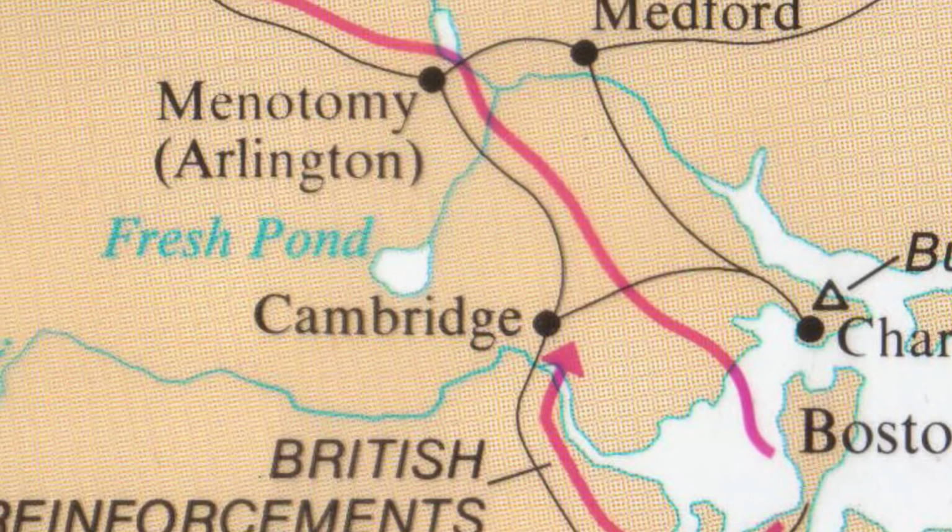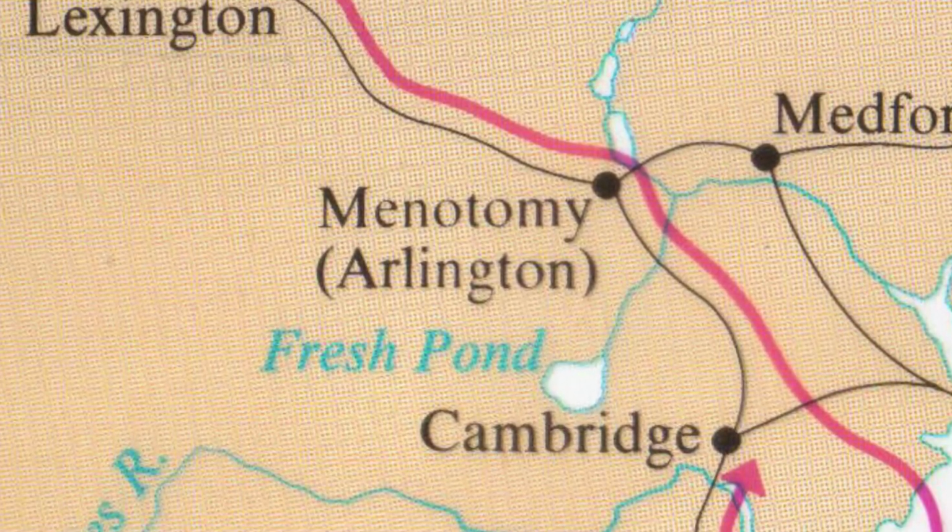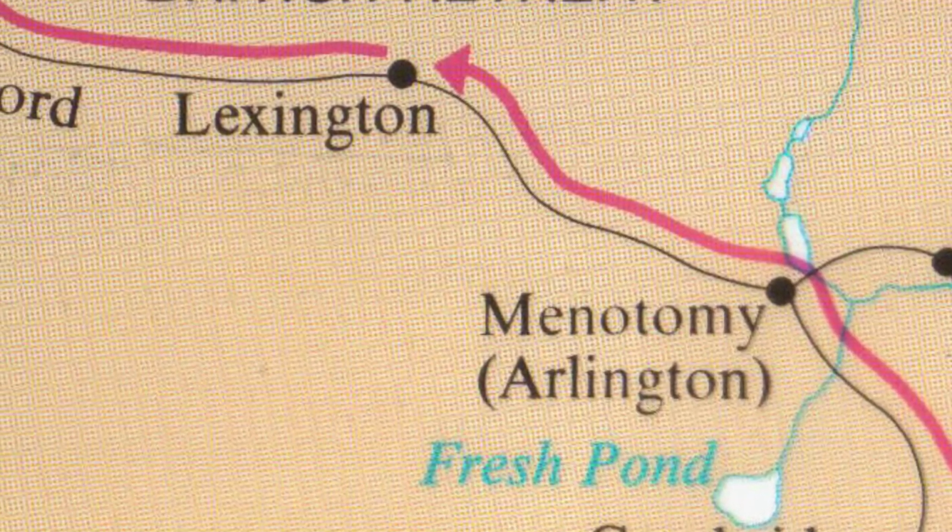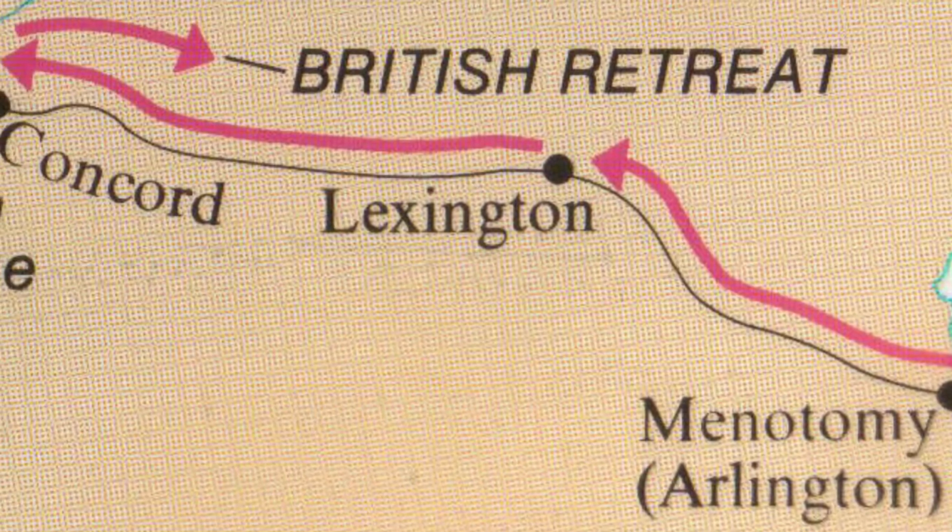Relations only worsened in April of 1775 when a British patrol was sent to Concord to find weapons and powder. This is a day the British will soon not forget. I mean, when they first arrived at Lexington, the local militia had turned out to block their way.